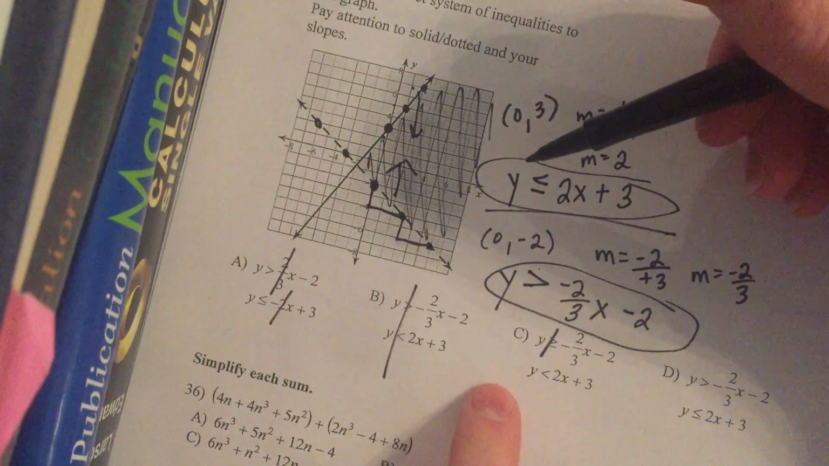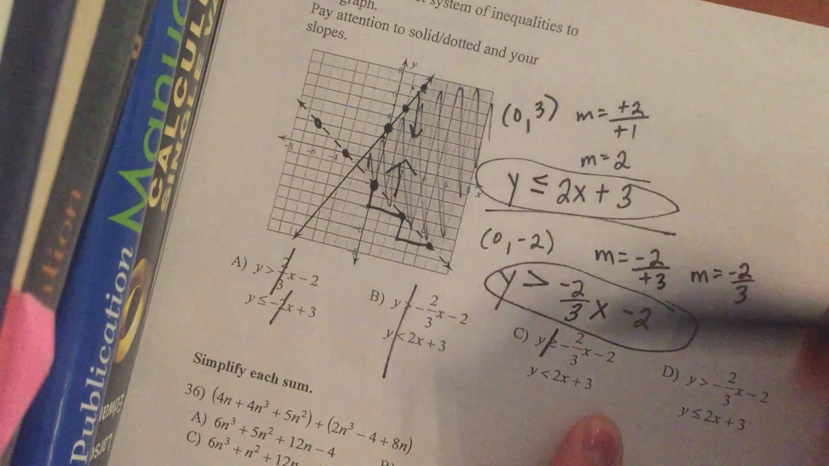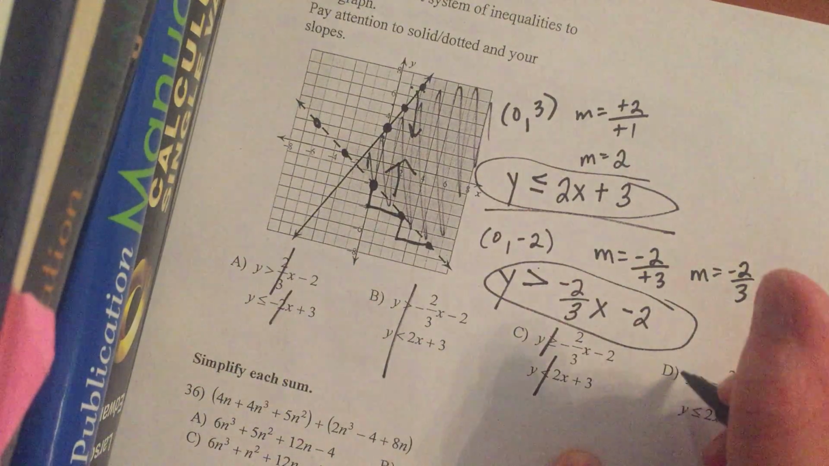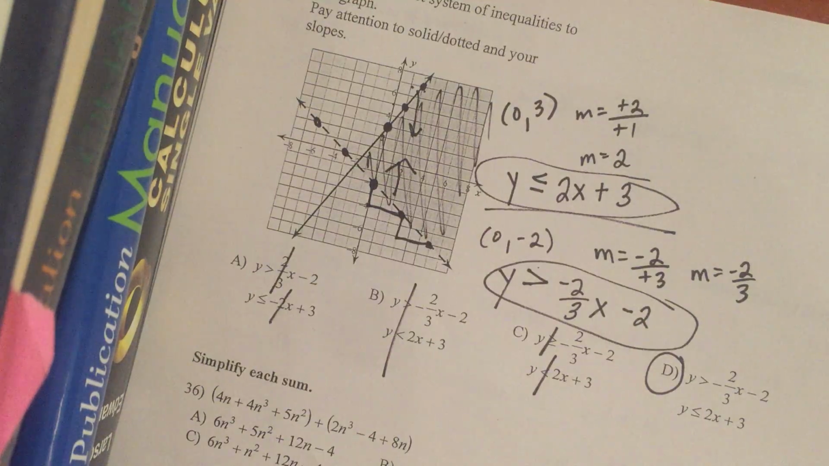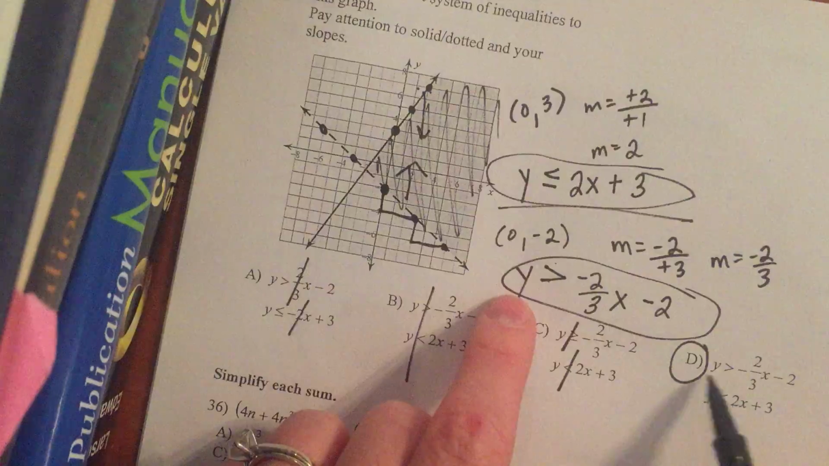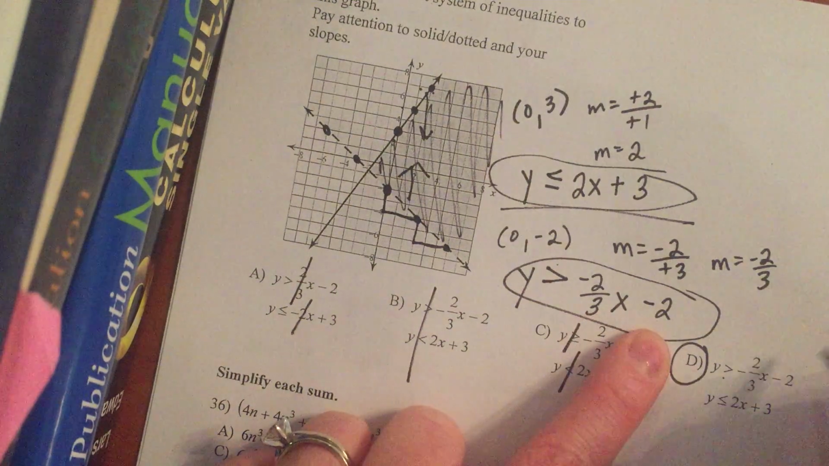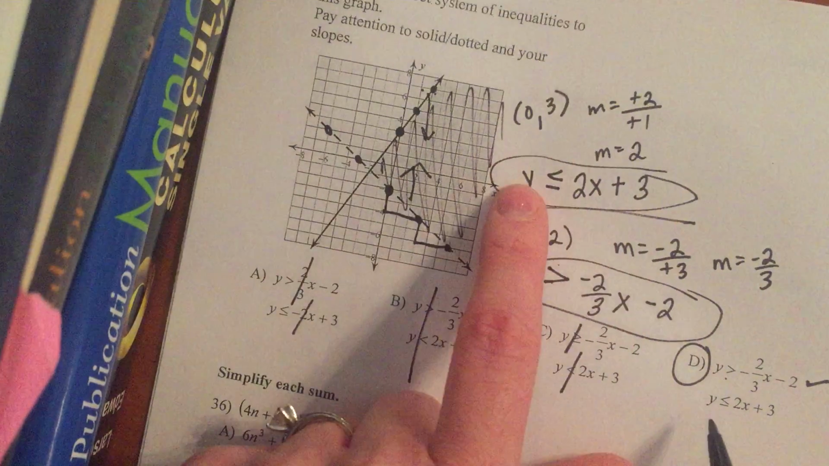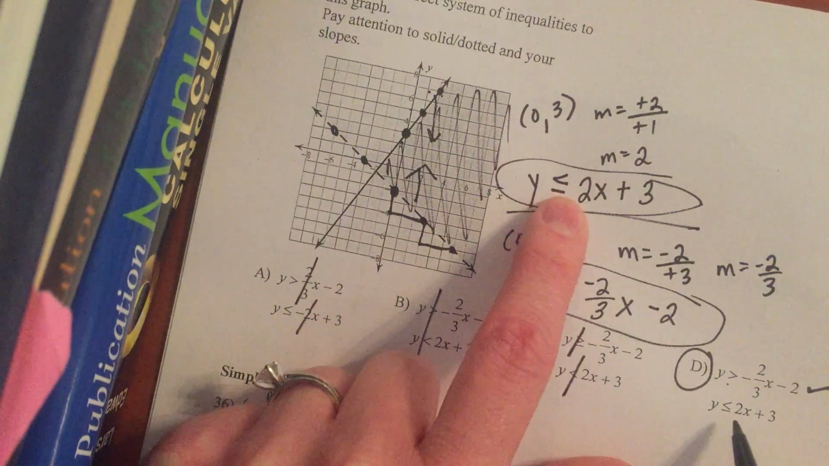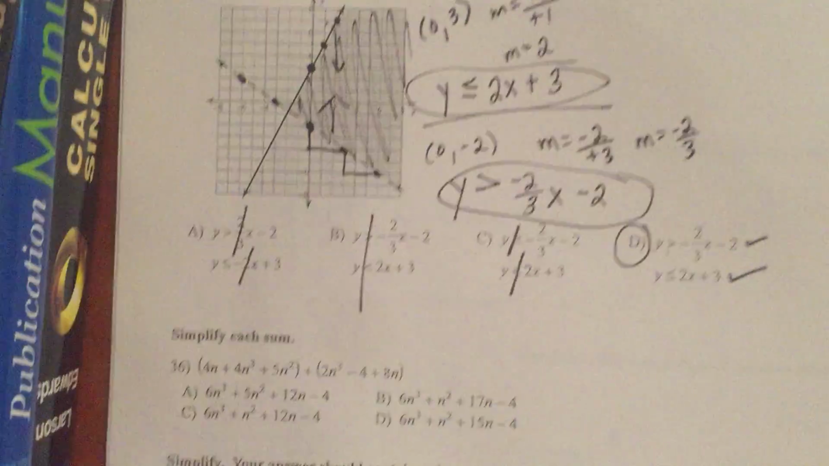For my other one, it also looks very similar, but I needed less than or equal to, and this has a less than, so that's off. So it should be D, but we want to double check and make sure we haven't made a mistake somewhere. So on D, I have y is greater than negative 2/3 x minus 2. That one checks with what I have. And y is less than or equal to 2x plus 3. That is also what I have. So then we know that we are okay. All right, next.